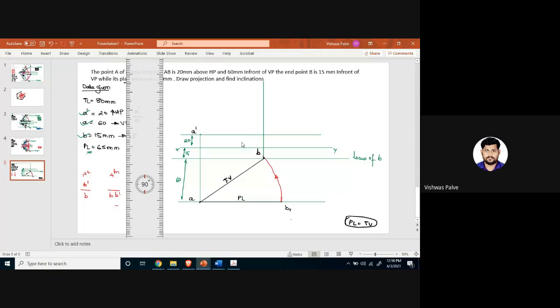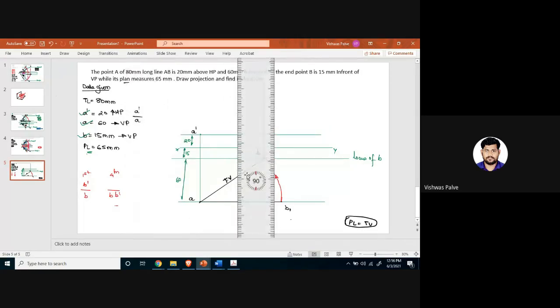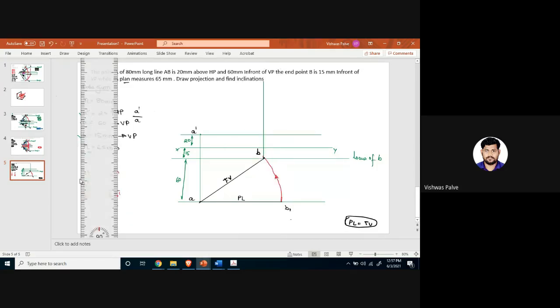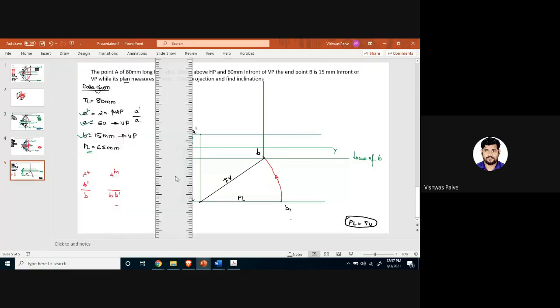So for getting that point, how do we get the plan length? If I want to draw the plan length, I draw a vertical line. One more thing: we have the true length with us, right? How much is the true length? 80 millimeter, which we have not yet utilized. The true length is not yet utilized. So can we utilize that true length?